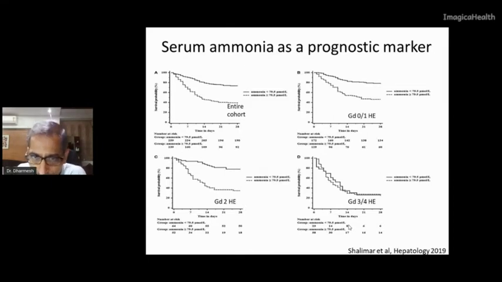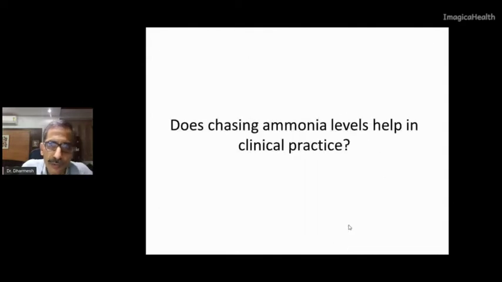This probably means that these patients with acute on chronic liver failure have other organ failures, which probably have a dominant effect on the patient's survival, and it's not just the cerebral failure. So again, as one would want to believe, ammonia levels might have a discriminant value in deciding who's going to survive the hospitalization and who's not, but probably at higher grades of encephalopathy, this might not be of great utility. And lastly, does chasing ammonia levels help in clinical practice?